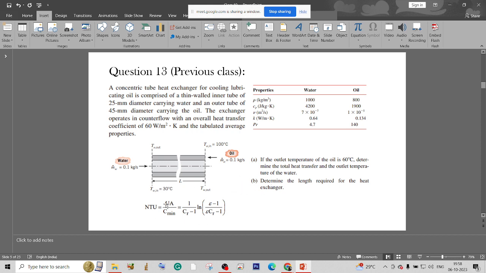So it's already given here. This is the equation that we are going to apply for NTU. If the outlet temperature of the oil is 60 degrees Celsius, determine the total heat transfer and the outlet temperature of the water. We can simply do the energy balances and find this out, and determine the length required for the heat exchanger. So if we find the area, then we can easily calculate the length from here, right?